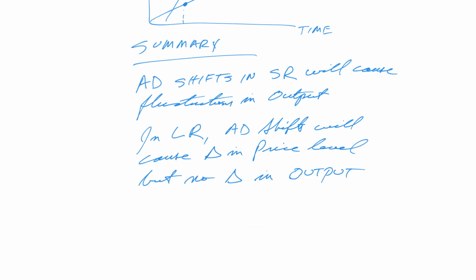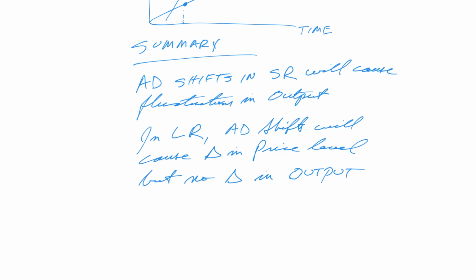Okay, so what did we just learn? An aggregate demand shift in the short run will cause a fluctuation in output. But in the long run, aggregate demand shifts will cause a change in the price level, but no change in output.